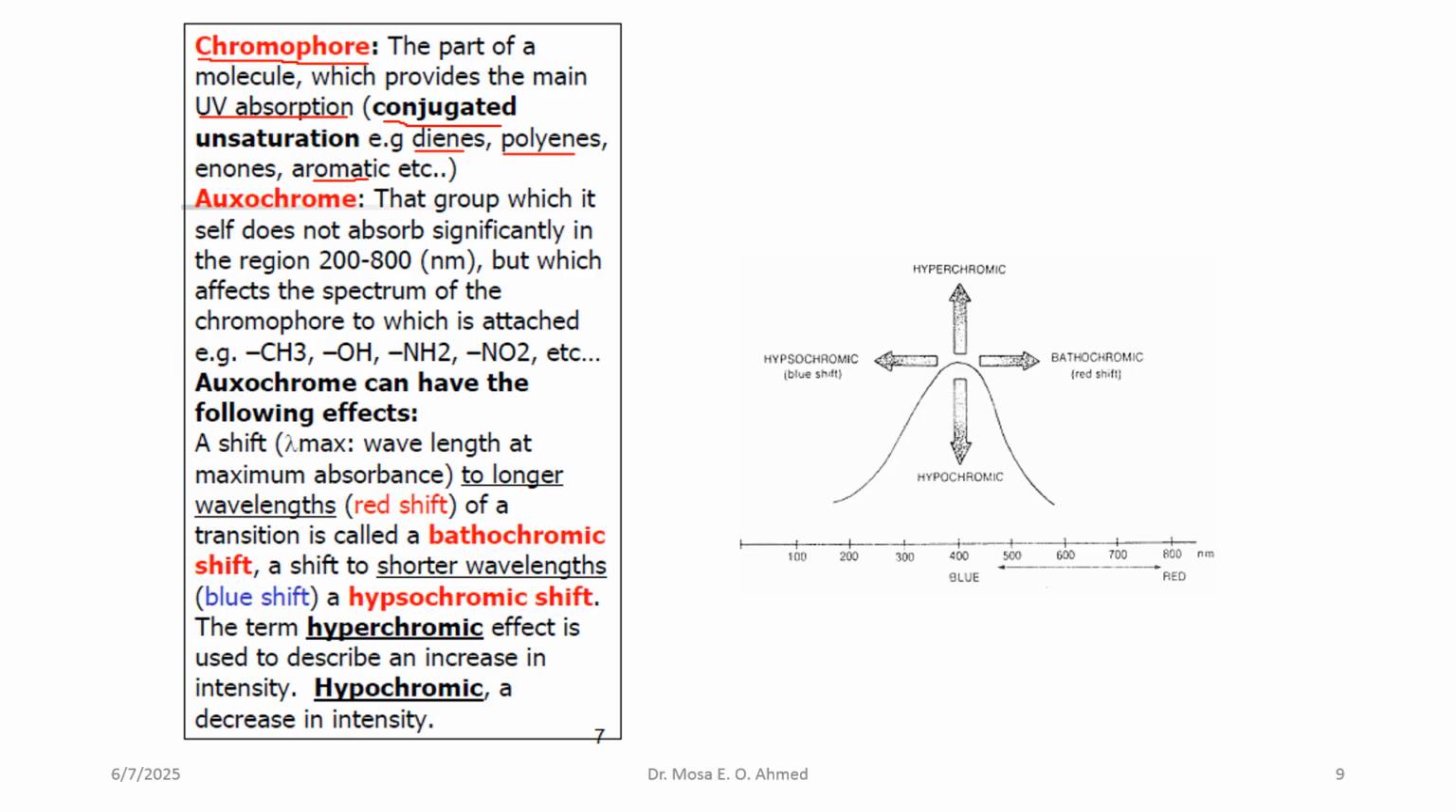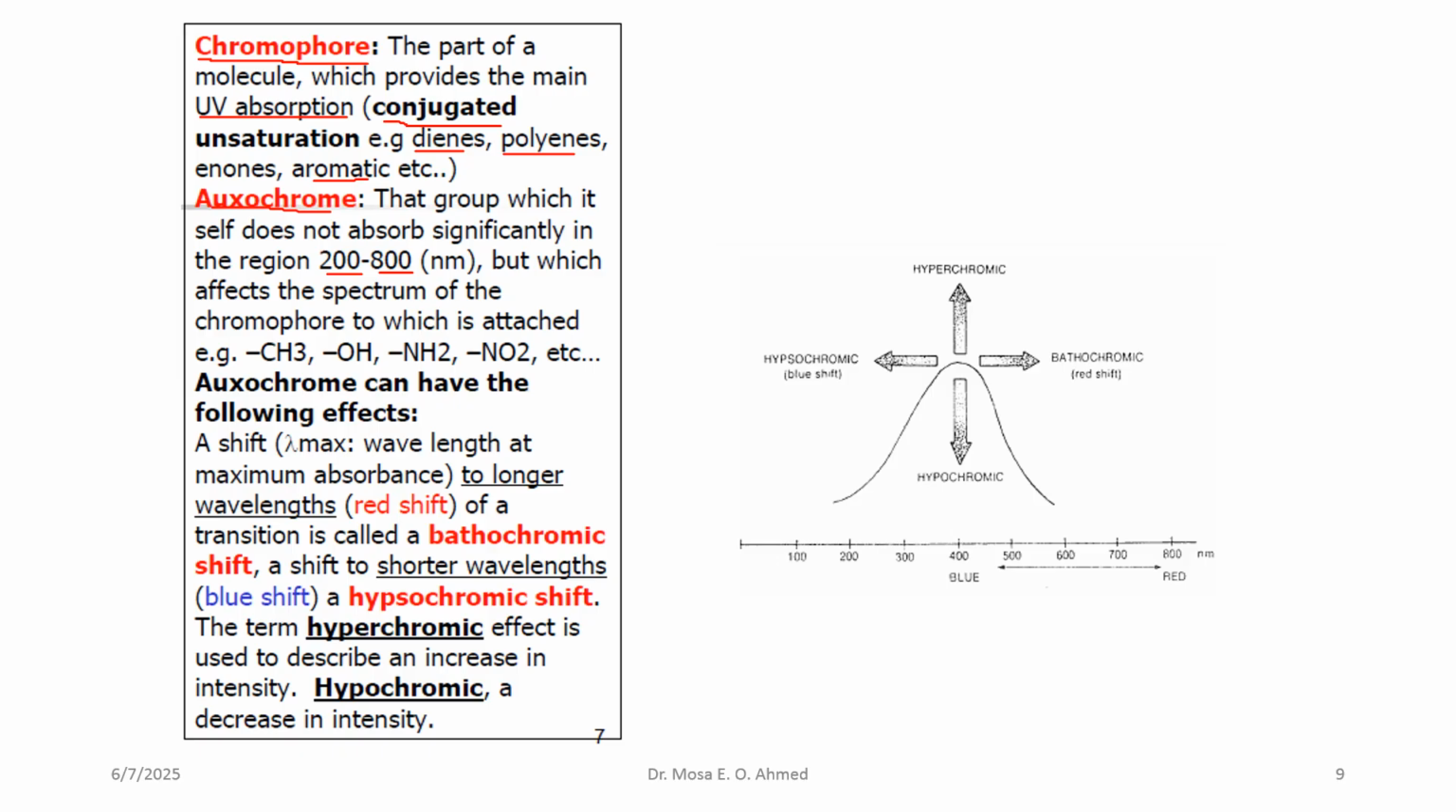Also, another important terminology in principle of UV spectrometry is auxochrome. Auxochrome means a group which by itself does not absorb significantly the UV light in the range from 200 to 800 nanometers, but which affects the spectrum of the chromophore to which it is attached.